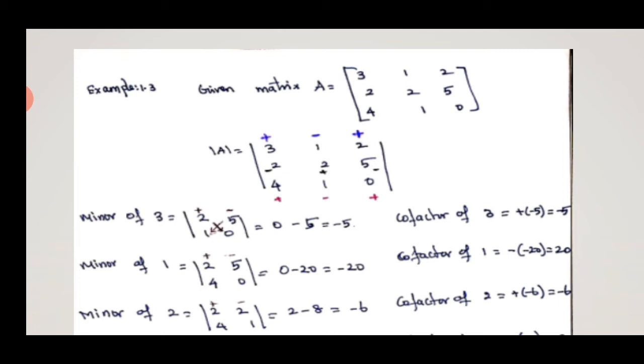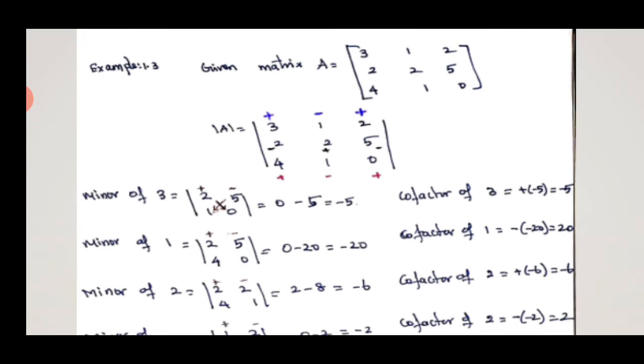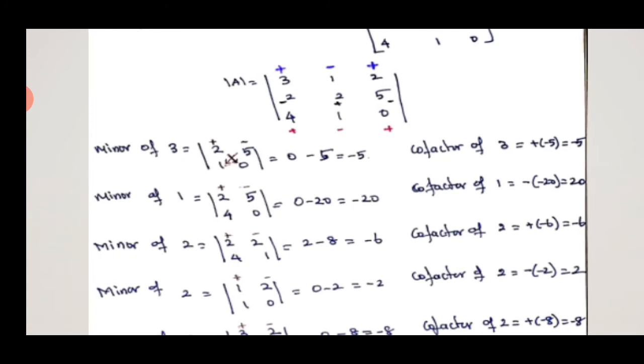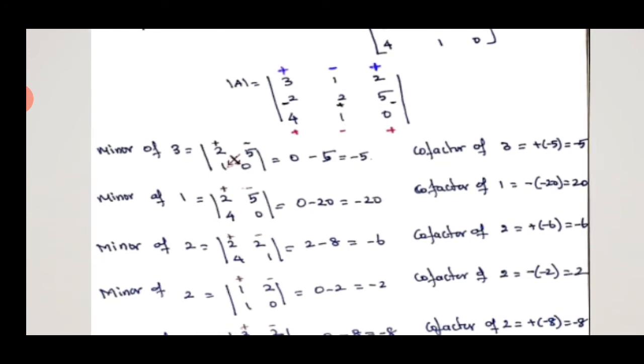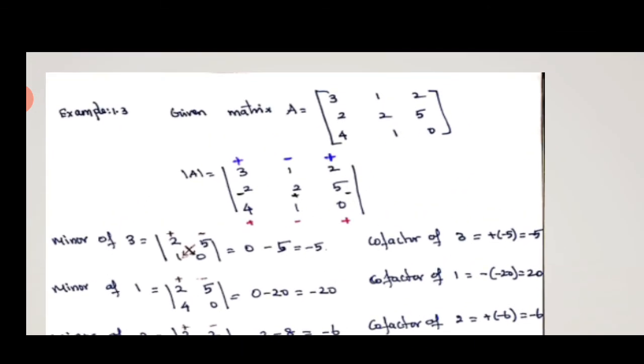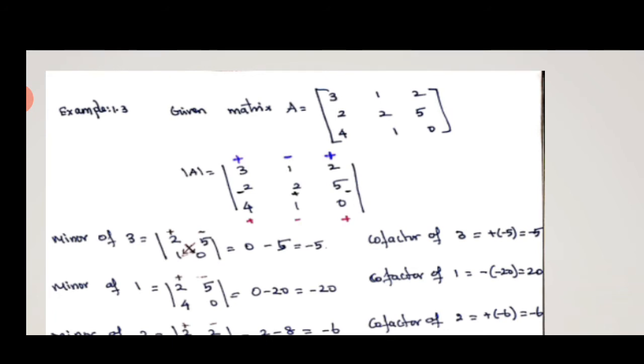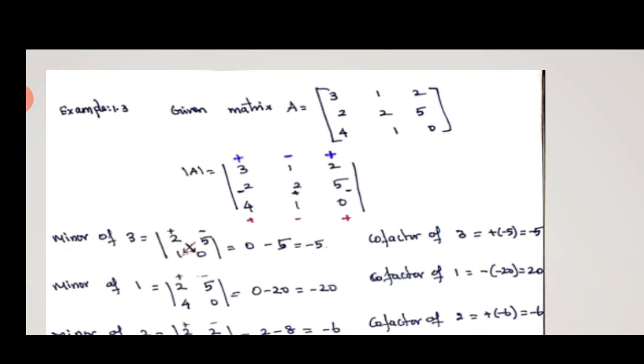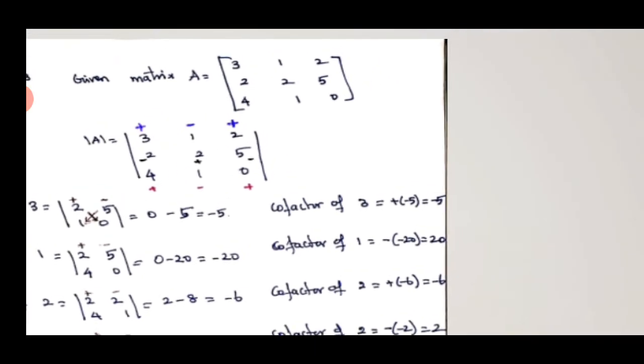What I told you for the first row is that we have to assign the symbols plus minus plus. So the second row must start with minus: minus plus minus. So the third row must be doing what? Plus minus plus. That's a simple logic. And now we are going to find the minor of 3. If you want to find the minor of 3, then take this matrix A. In that, the row containing 3, that is the first row, and the column containing 3, that is the first column, leave it. What are the remaining entries you can see?